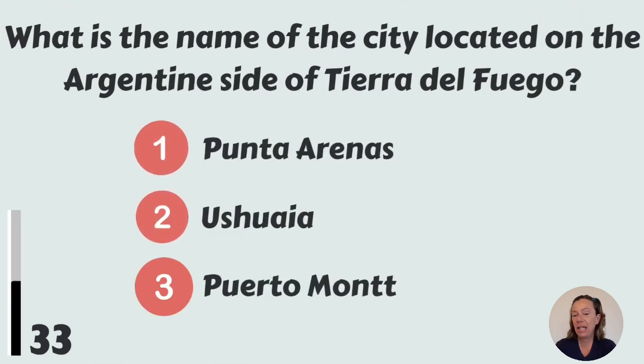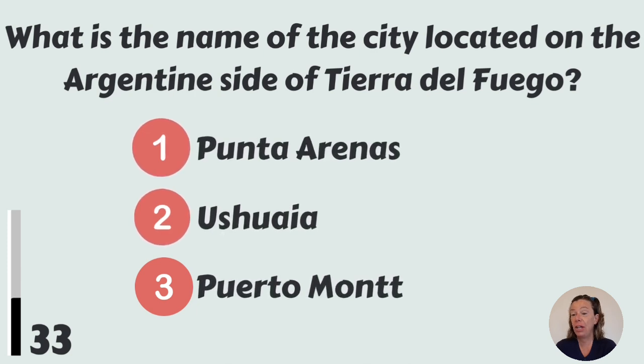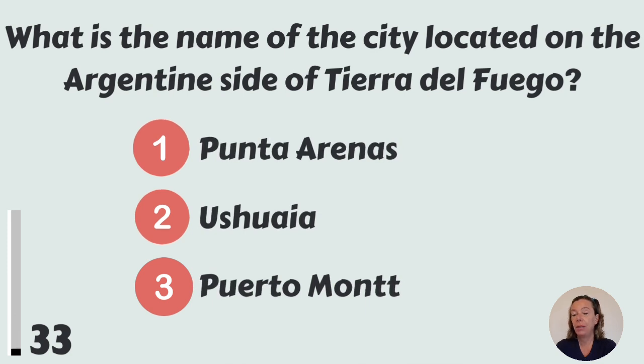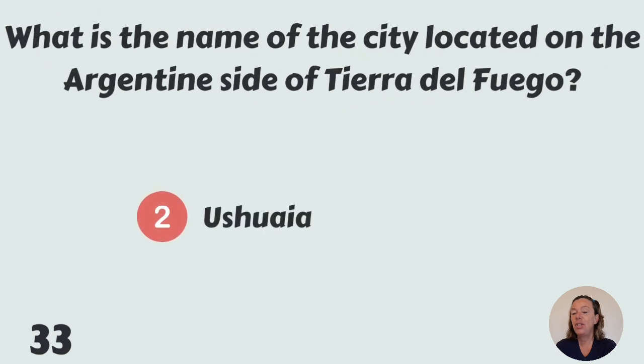What is the name of the city located on the Argentine side of Tierra del Fuego? Punta Arenas, Ushuaia, or Puerto Montt? It's Ushuaia.